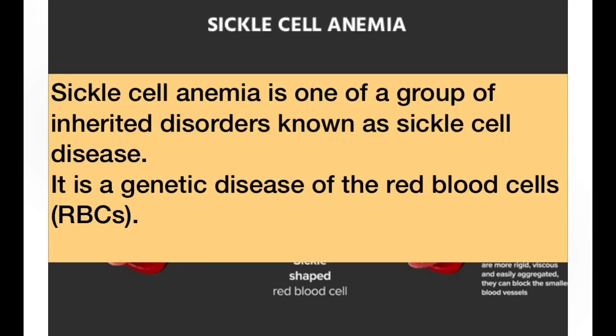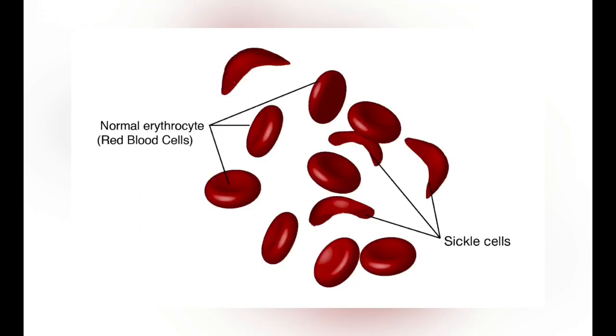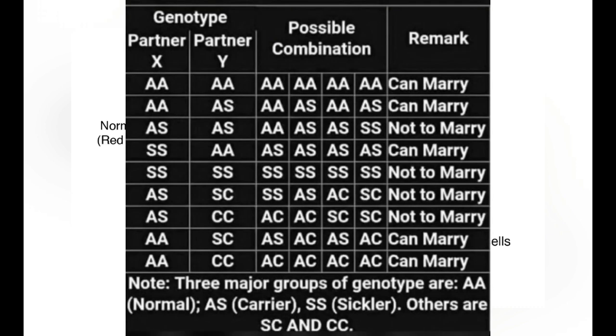Sickle cell anemia is one of a group of inherited disorders known as sickle cell disease. It is a genetic disease of the red blood cells. Sickle cell disease is an autosomal recessive condition. You need 2 copies of the gene to have the disease. If you have only 1 copy of the gene, you are said to have sickle cell trait.